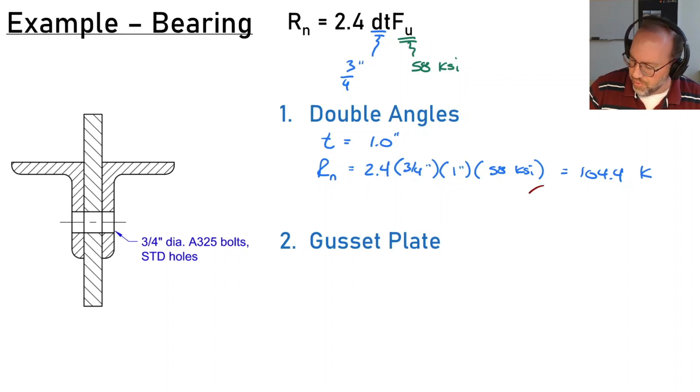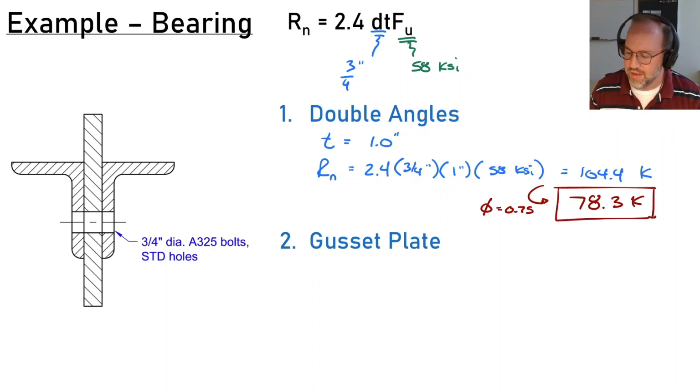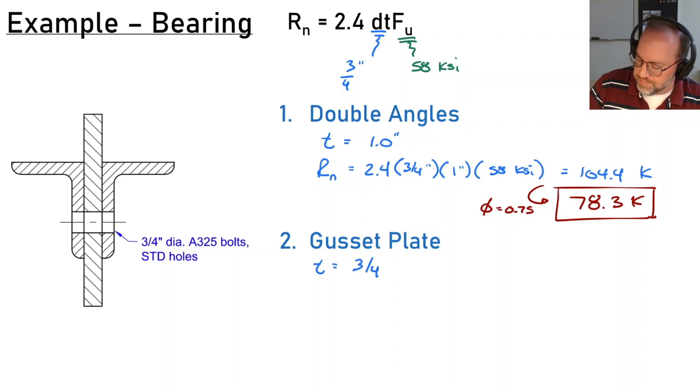So let's go ahead and apply a phi factor to that of 0.75, and therefore we're going to get 78.3 kips for our capacity. Now that's bearing on the double angle, but obviously that bolt is going to bear also on the gusset plate on the other side. And the gusset plate has a lower thickness, so it's only 3/4 inch.